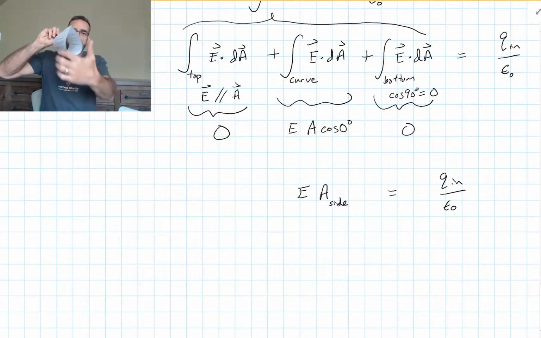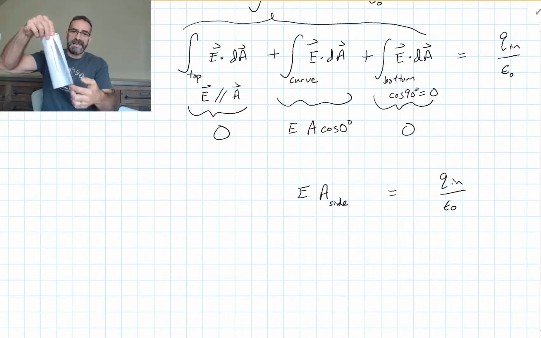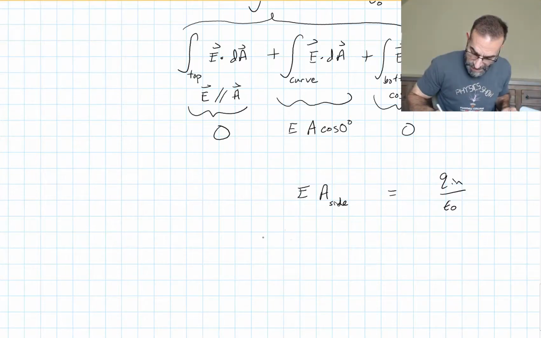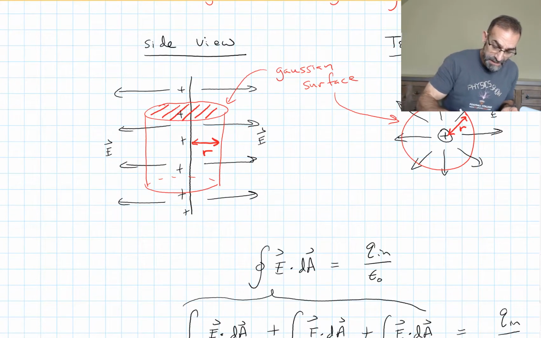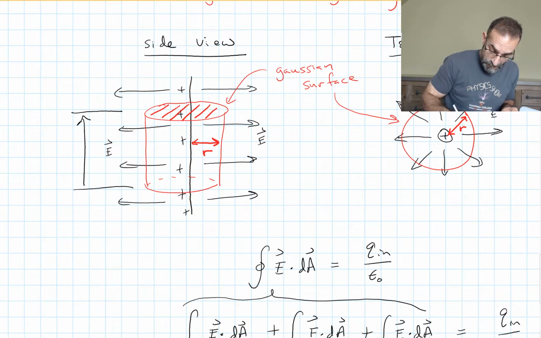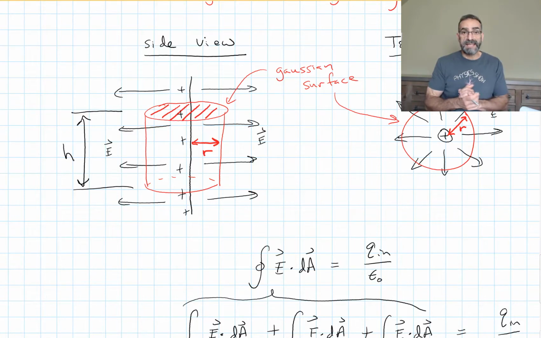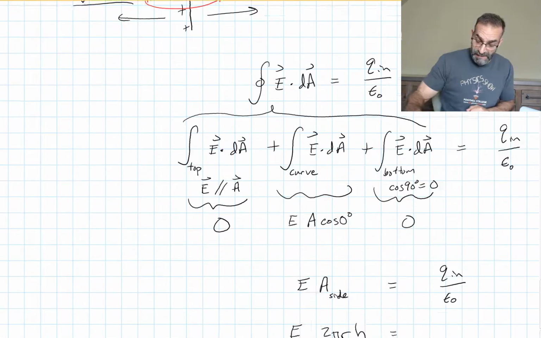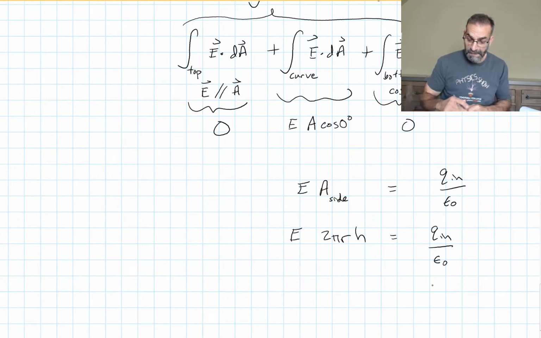So it's the circumference of that circular end multiplied by the height of the cylinder. This is just going to be 2 pi r h, where h is the height of my Gaussian cylinder. And what does that equal? The charge inside over our constant.